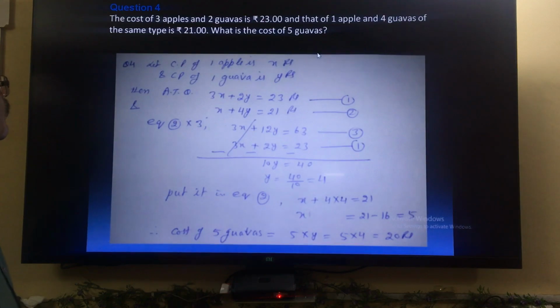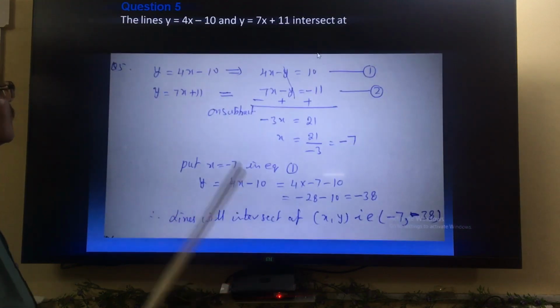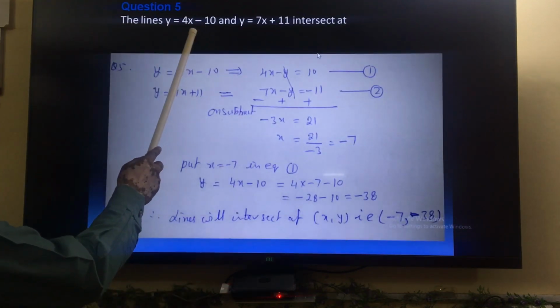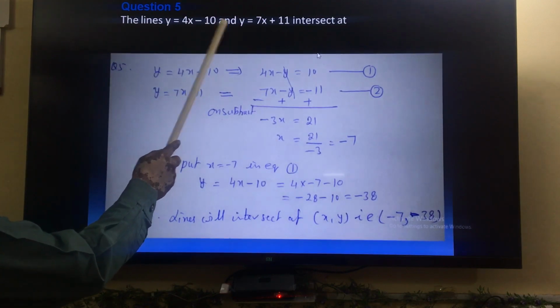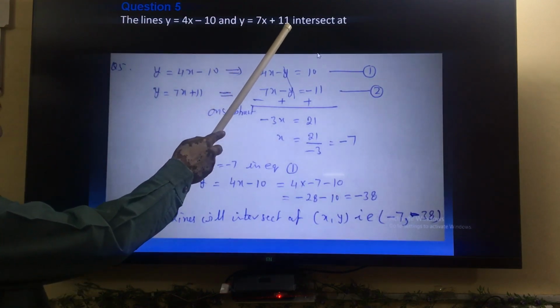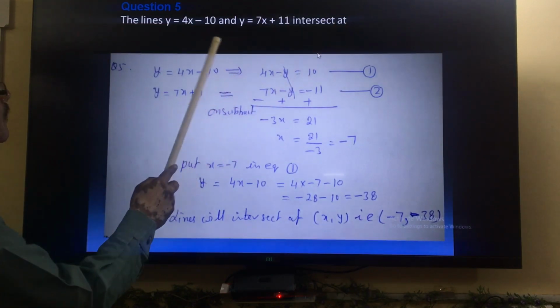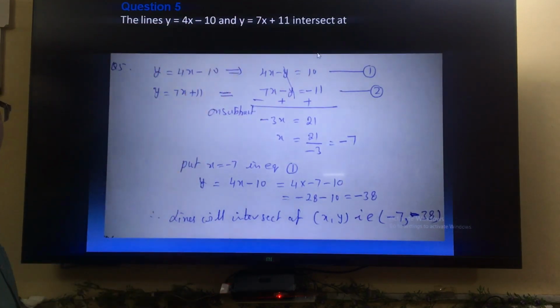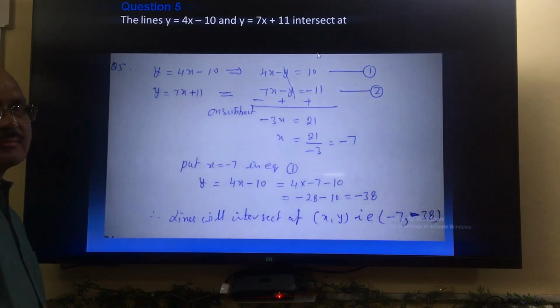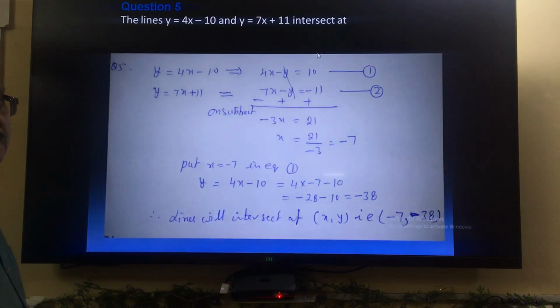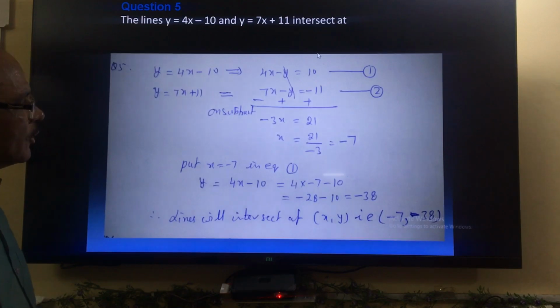Now come to question number 5. The lines y equals 4x minus 10 and y equals 7x plus 11 intersect at. So we have to find the point at which these two lines intersect. That point at which these two intersect will be the solution set of these two equations. So we will find the values of x and y, and that will give us the point at which both the lines intersect.